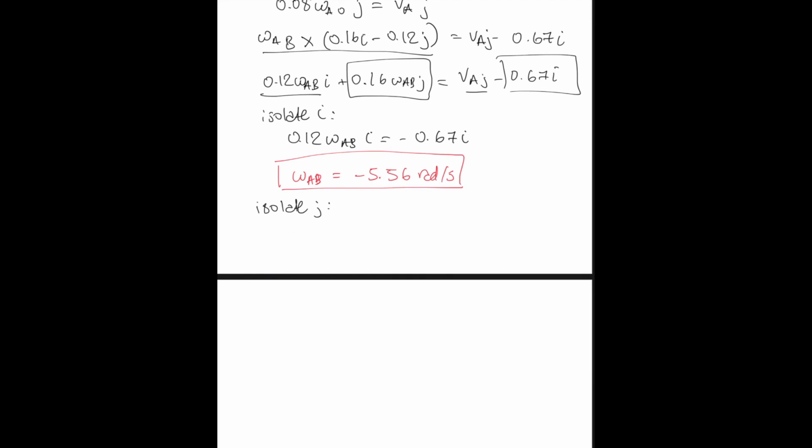And now that we've got the angular velocity, we can easily sub that in to this equation over here, where we isolate J to get 0.16 multiplied by minus 5.56 in the J direction is equal to VAJ to give us the answer for the velocity of A equal to minus 0.89 meters per second in the J direction.